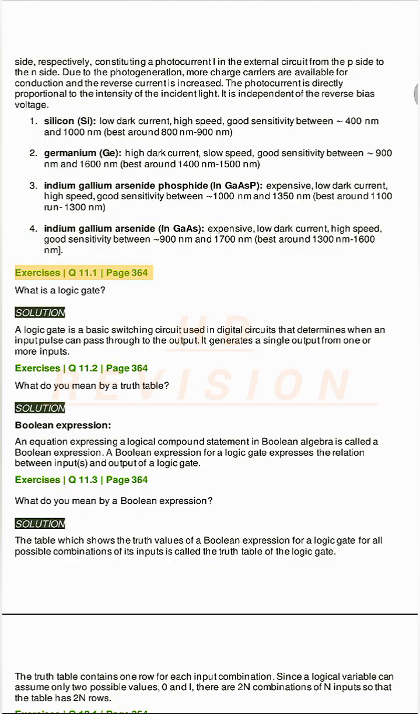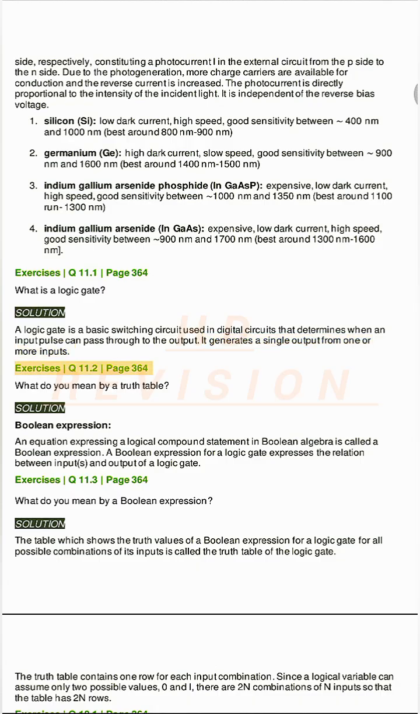Exercises Q11.1, page 364. What is a logic gate? Solution. A logic gate is a basic switching circuit used in digital circuits that determines when an input pulse can pass through to the output. It generates a single output from one or more inputs.